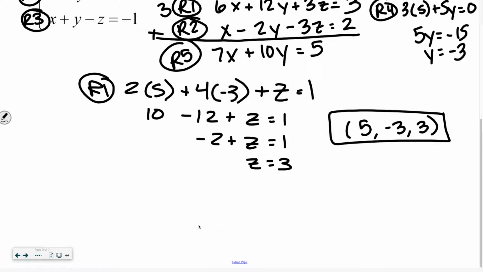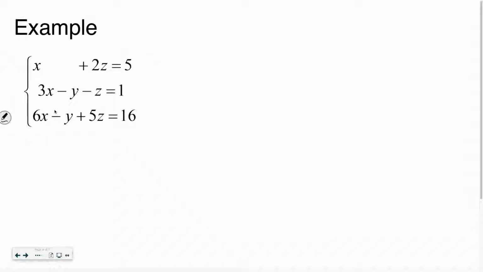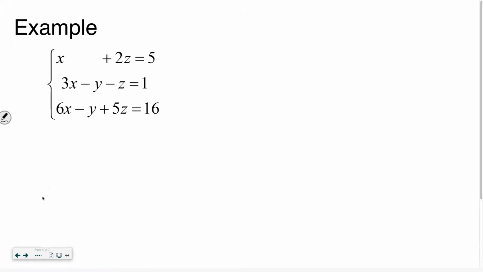Okay. Now, I'm going to show you one that is similar but different than what we saw in Algebra 2. So it's another three-variable system. I'll give you a chance to jot this down. The first equation is missing a y.